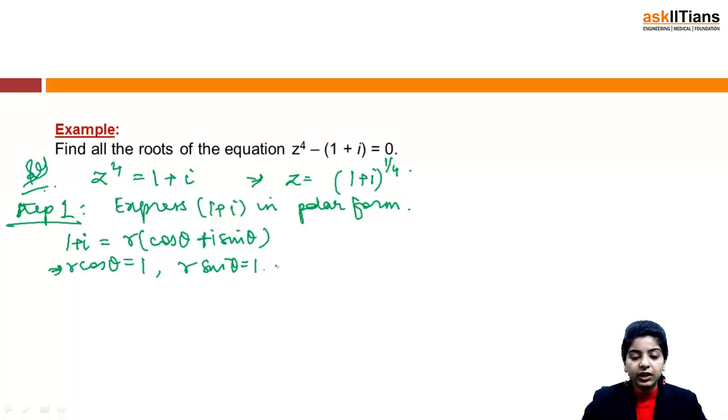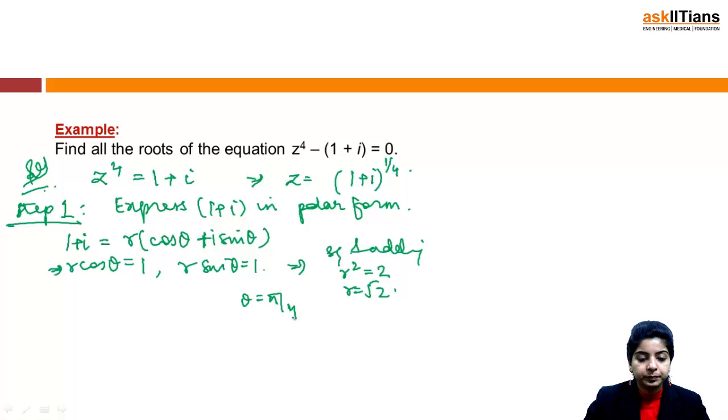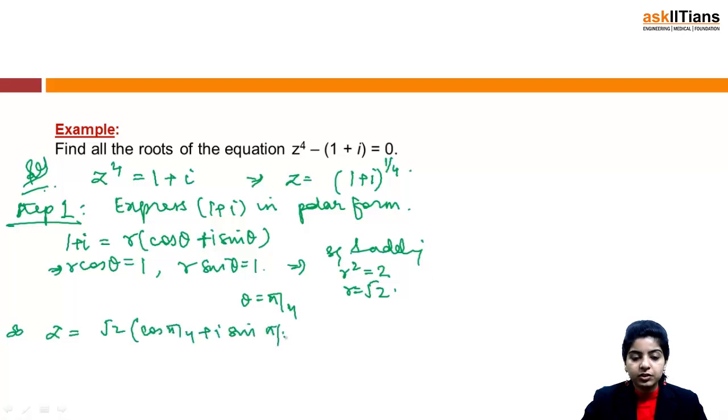So from this we can conclude that you can square and add, and you can get r square is 2, so r becomes root 2, and we have obtained the value of r, and similarly you can obtain the value of theta also. You can divide it and get tan theta equal to 1, so theta becomes pi by 4. So finally z becomes root 2 (cos of pi by 4 plus iota sine pi by 4). By substituting the values of r and theta, this is what I get, and so we are required to find out the value of this raised to the power 1 by 4.